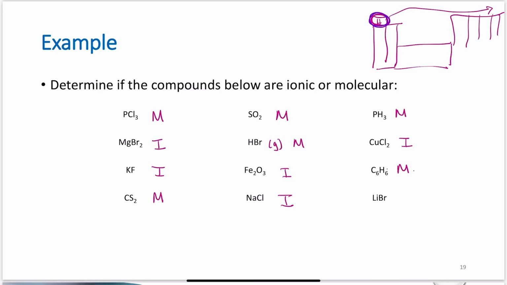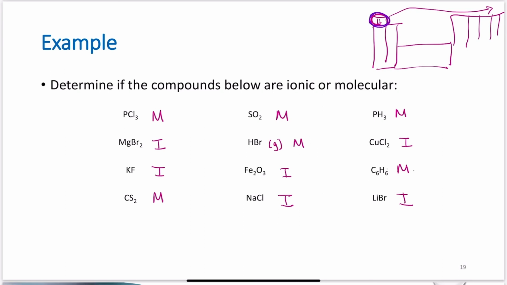And lithium bromide. Lithium, it has an atomic number of 3. It is under your group 1 metals. It is an alkali metal. So it is, well, definitely a metal. Bromine, we've already talked about, group 17 halogen is a nonmetal. So this will also be ionic.